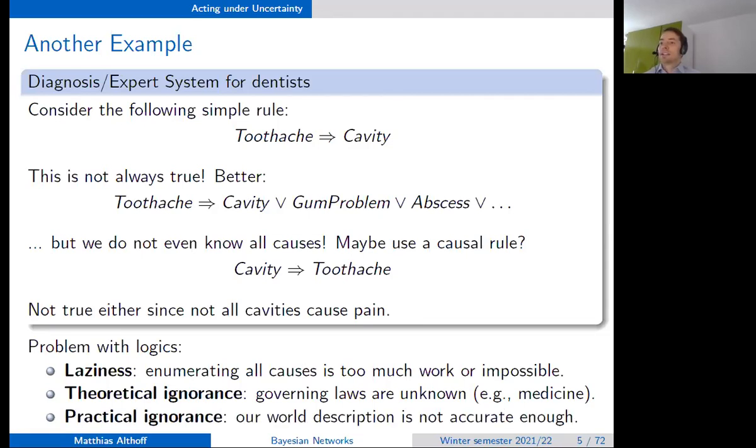And there's also practical ignorance. Our word description is just not accurate enough. Like, we know in principle, for instance, what the physics of weather is, but it's such a connected and complicated and large system that the weather prediction for 1 week in the future is not really working. I know there are these weather forecasts for 2 or 3 months in the future, but it's a little bit tricky, I would say.